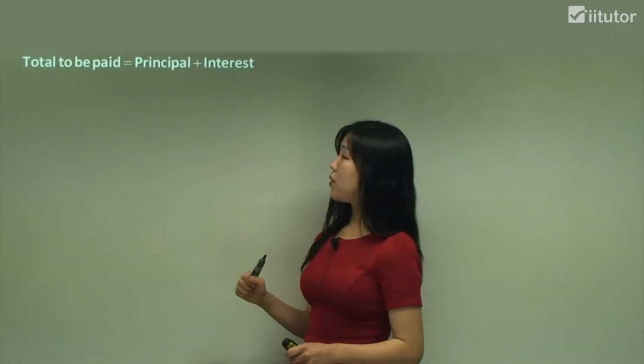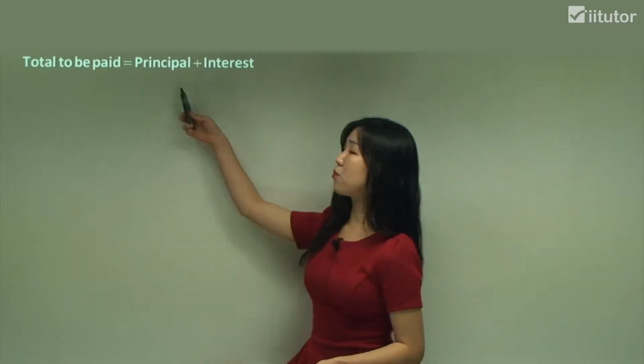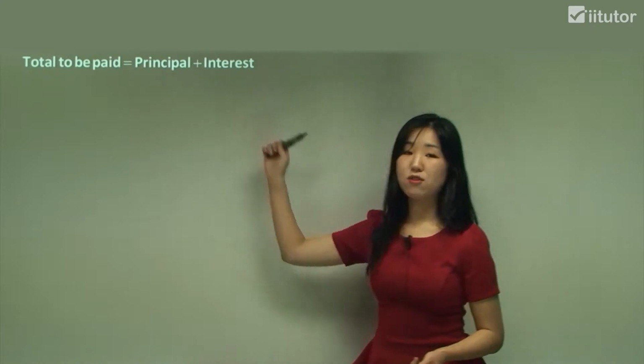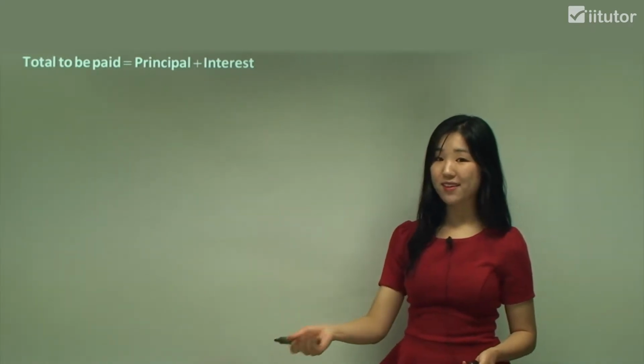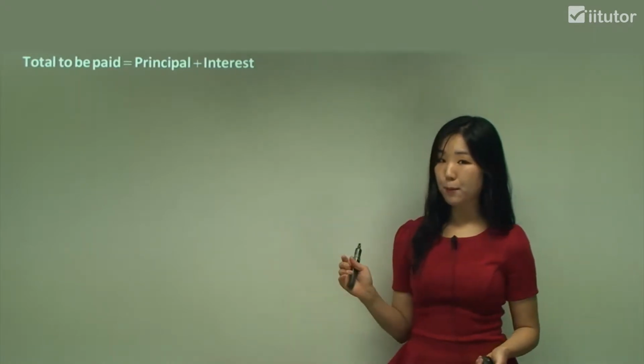So I put on the board here the formula for you. The total amount to be repaid is the principal value that you borrow, so this is the amount that you borrow, plus the interest that they charge you. So together is the total that you have to pay back to the bank. Okay, make sure you have that clear in your mind before we go on to an example.